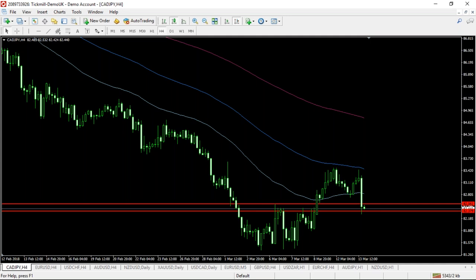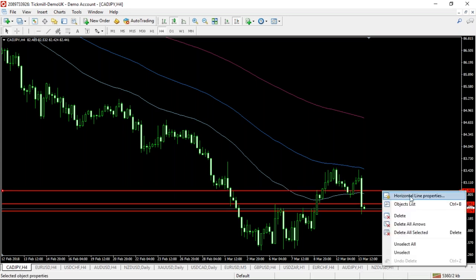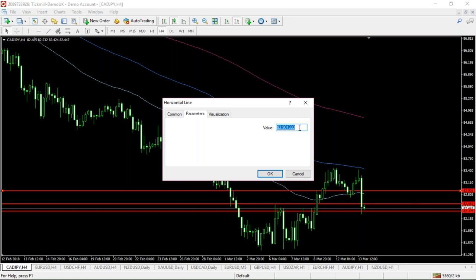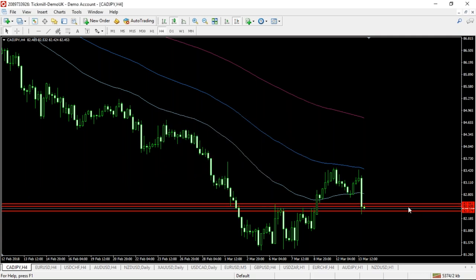Now, if price were to go upwards, it will bump into the 50 psychological number. That means you've got a psychological price to the upside at 82.50. I'm just going to draw that line at 82.50, which is a psychological price or level. So we've got that 82.50 right there.